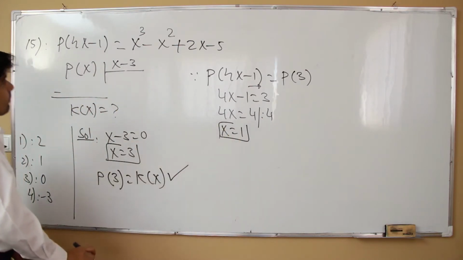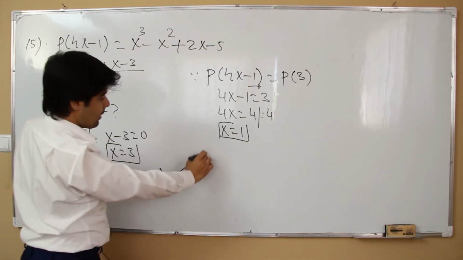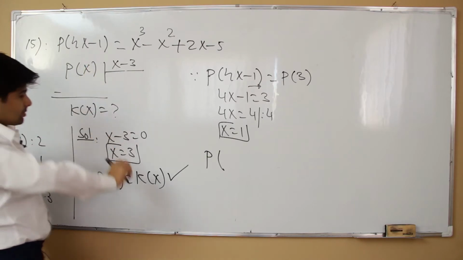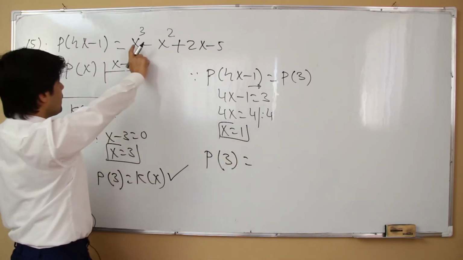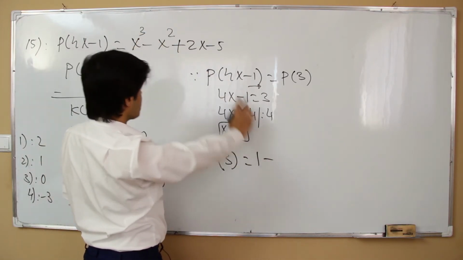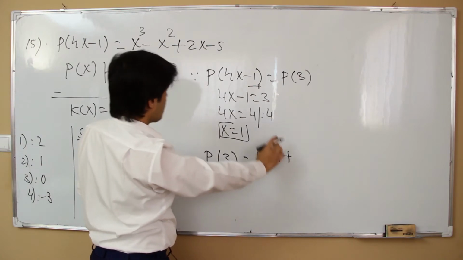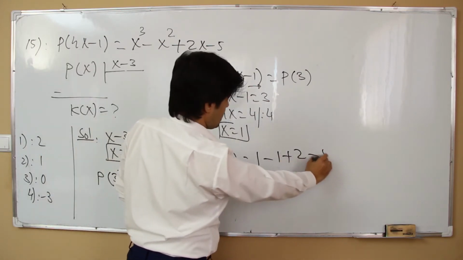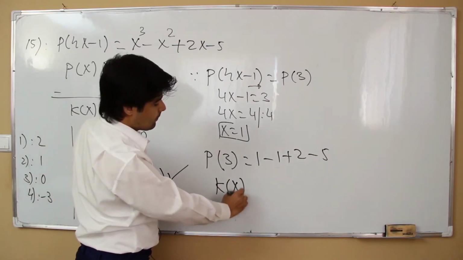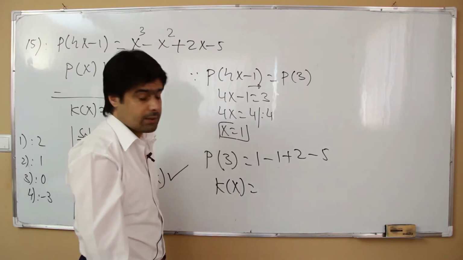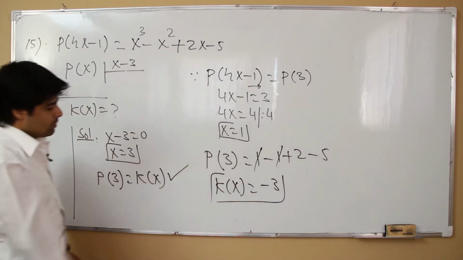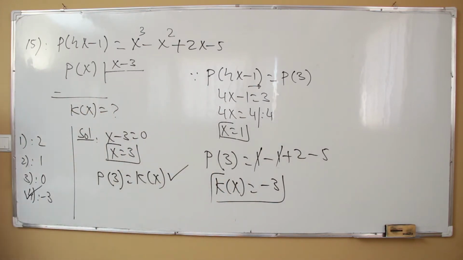Now instead of x, you have to put 1. P 1 times 4, 4. 4 minus 1, it's 3. Is equal. Instead of x, 1. 1 raised to the power 3, it's 1, minus 1 raised to the power 2, it's 1, plus 1 times 2, it's 2, minus 5. And this p3 is the remainder. Am I right? Yes. So 1 cancel. 2 with 5, it is minus 3. Which option is correct? Number 4.